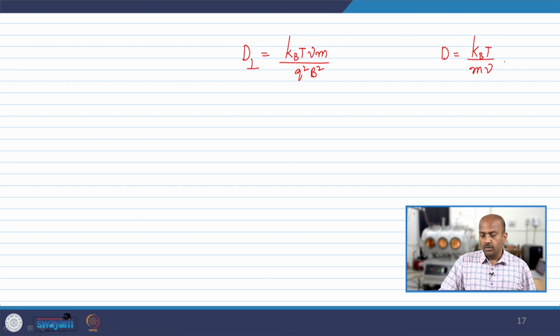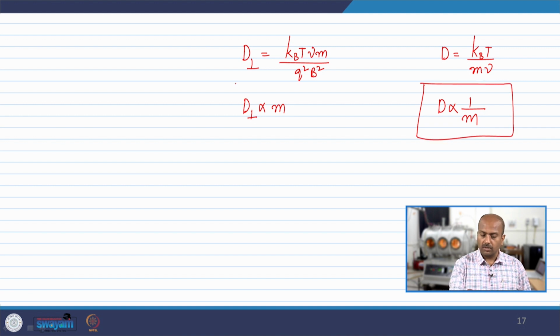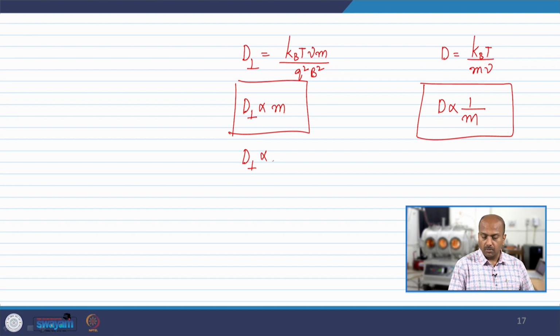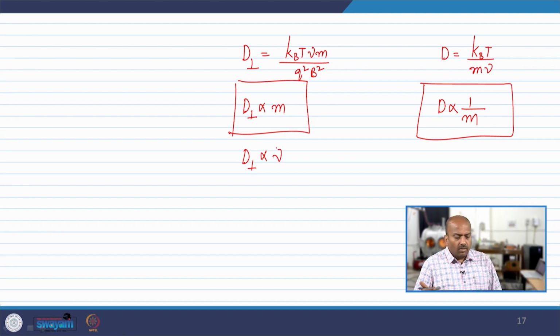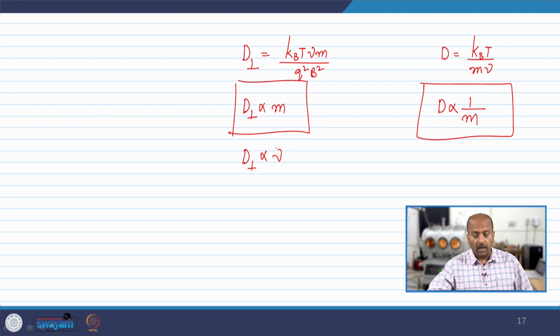The perpendicular diffusion coefficient is directly proportional to mass, and the diffusion coefficient otherwise is inversely proportional to the mass. This drift is of course perpendicular to the magnetic field, that is what we have been telling from the beginning. The perpendicular diffusion coefficient is proportional to the collisional frequency. The physical meaning of this is that collisions are needed for plasma to diffuse across the magnetic field. Whereas the diffusion coefficient in the absence of magnetic field, or in the direction parallel to the magnetic field, is proportional to 1 by nu.